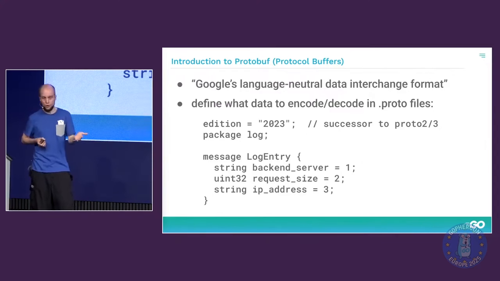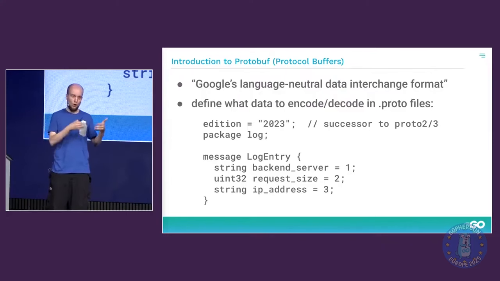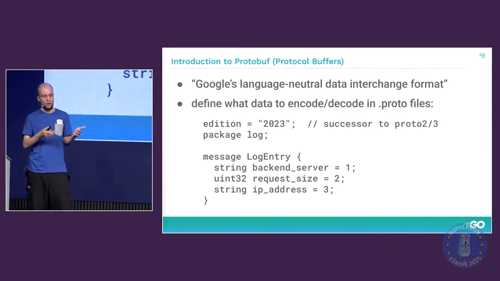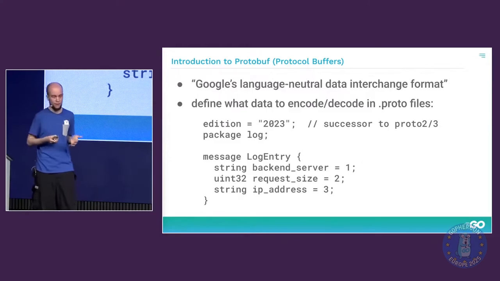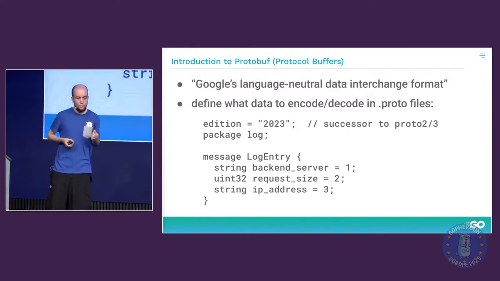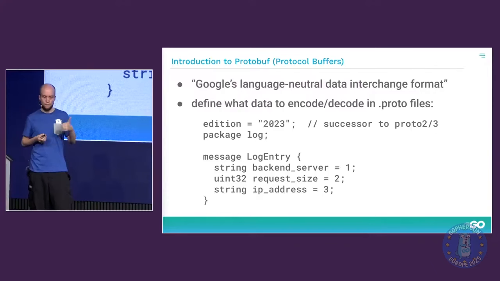Then the language neutral gets at the fact that typically when you want to exchange data between different systems, they're not all programmed in the same programming language. So it is important that you can use protocol buffers in a large number of languages. Then the Google here means, you know, we developed it, we continue maintaining it, and the format in the end means that Protobuf declares its own wire format, and we're going to take a look at how that looks like in just a sec.